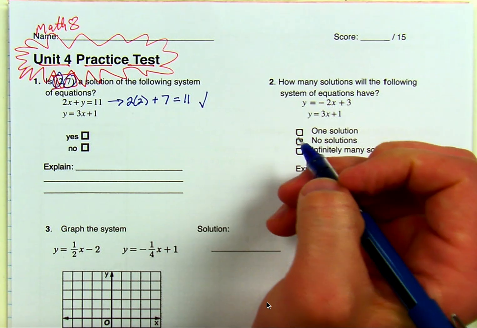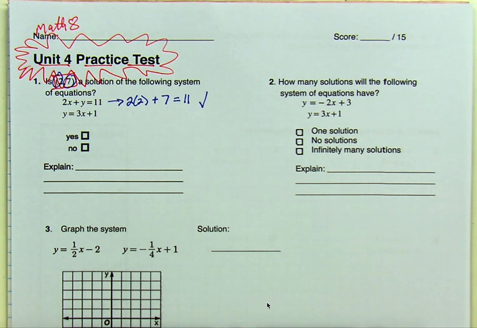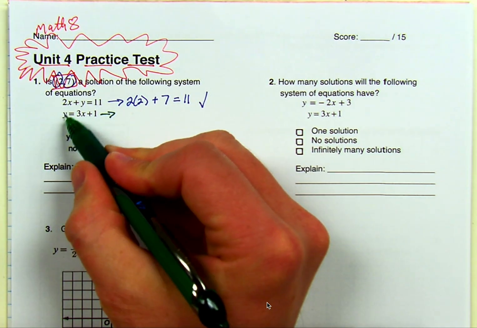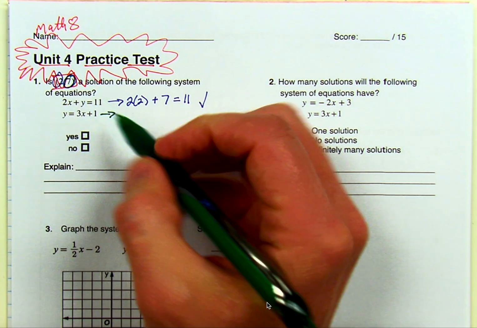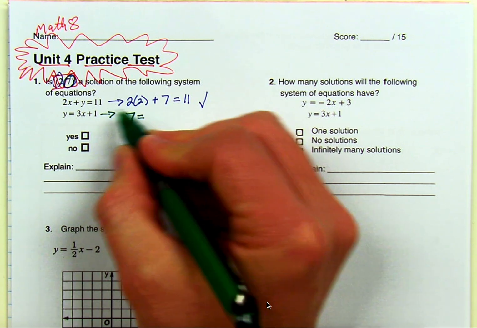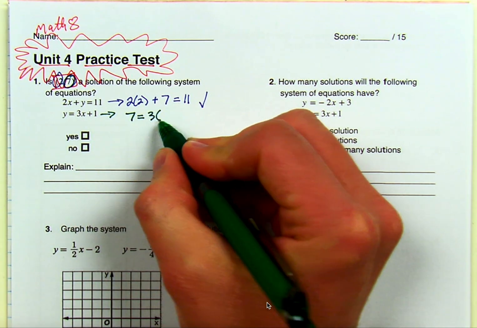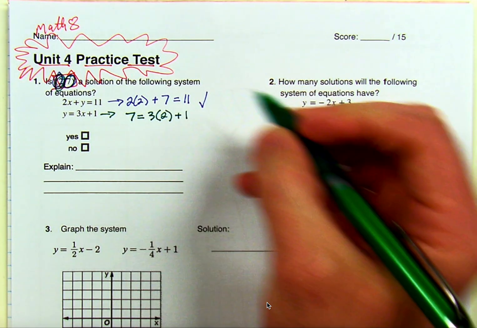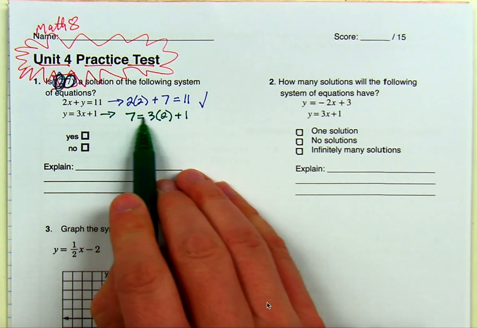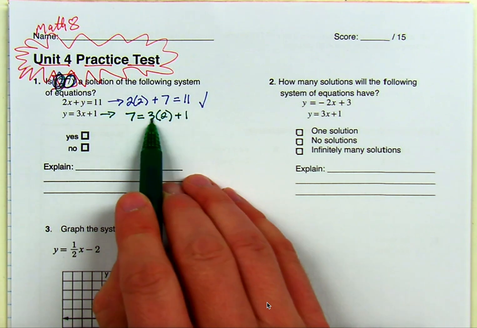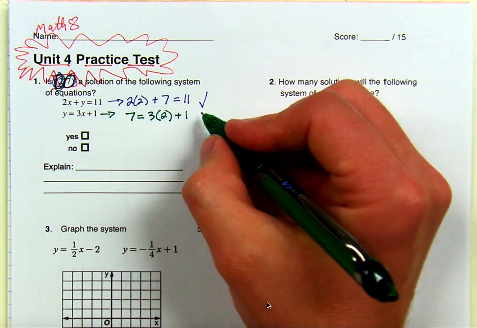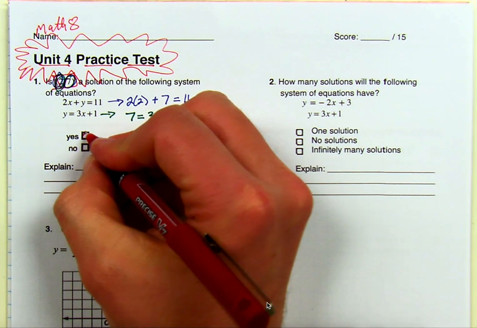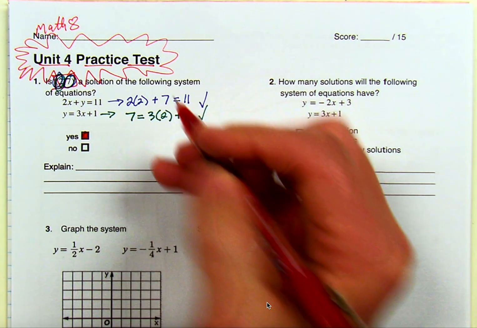But it's also got to work here. So let's try this. What was y supposed to be? Remember, y is the second one. Y was supposed to be 7. 3 times x, what was x supposed to be? 2, plus 1. Let's see if this works. Is 7 equal to 3 times 2 plus 1? 3 times 2 is 6. 6 plus 1 is 7. It works. Okay, so that's why the answer is yes on this one. Yes, that is the right solution.